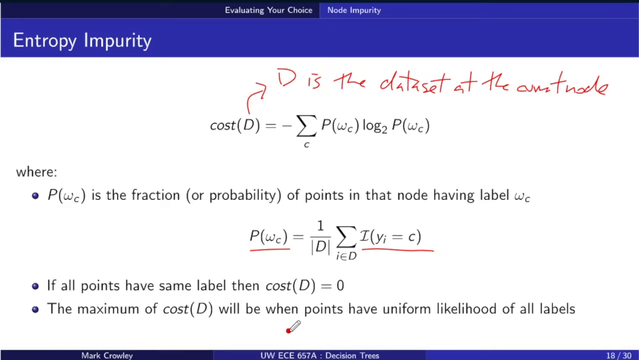The maximum cost we'd get here would be when all the labels are equal, right? So if you've got 10 data points in a table, and there's 5 labels, so every two data points have the same label, so they're all uniform essentially. Then you get this maximum entropy. So that's really bad. You basically picked a subset of data where the labels are equally spread across the data points, so it's not very informative. Whereas you get 0 when they're all the same, and you've got a perfect tree. So that's the second one.